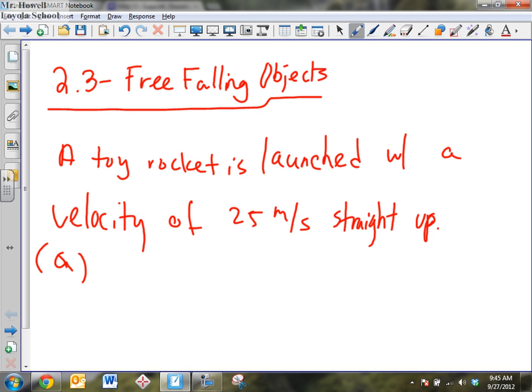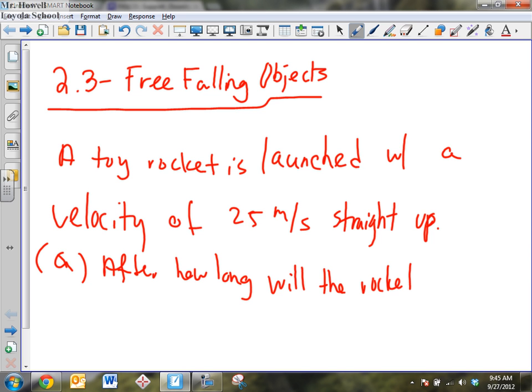Part A: after how much time, or after how long, we could just say, after how long will the rocket reach its max height? And we're going to do these in parts. We'll do part A first, then I'll tell you part B, C, D. After how long will the rocket reach its max height?